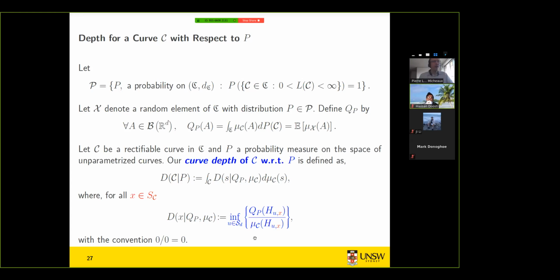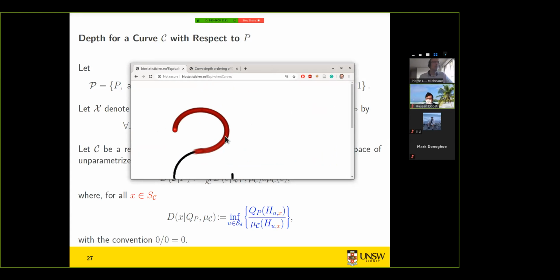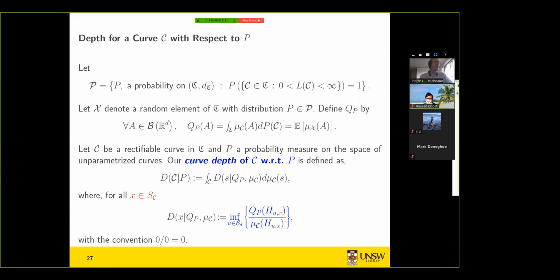And now we can define this formula at the very bottom of the slide. So remember, we computed the depth for a point with respect to a cloud of points, or with respect to a probability that produces these points, by the infimum for all these half spaces. So here it's a bit similar. It's the infimum for all u that belongs to this hypersphere of this ratio. And this is for point x, which belongs to the locus of points. So for each x that belongs to the locus of points, so for example, here for each point that would belong to this shape, we would compute this formula. And then we will integrate this formula for all points on this locus. And this formula here will give us the depth of the curves, unparameterized curves, curve C, with respect to the probability P.